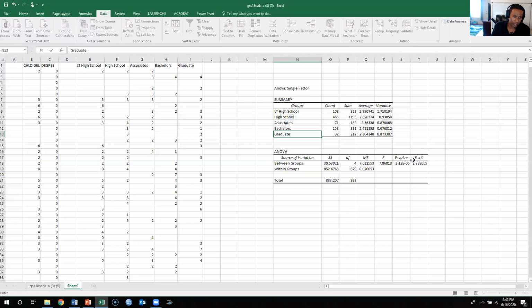So we would reject the null hypothesis. We would reject the idea that the means of all these different groups are equal in the population.